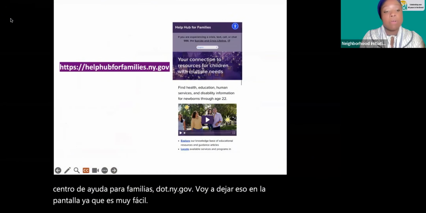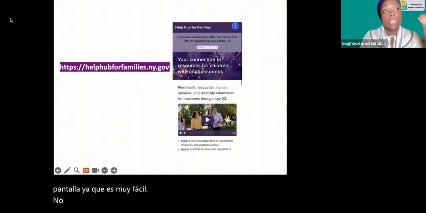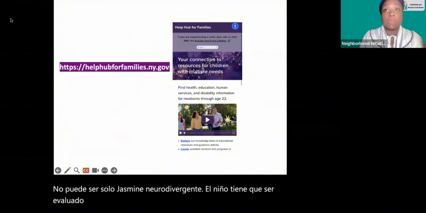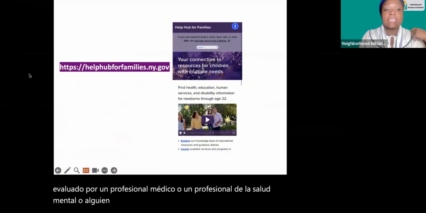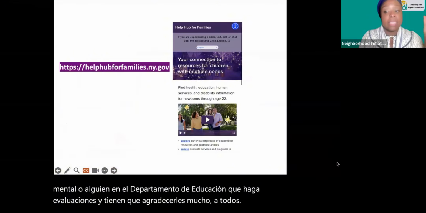It can't just be neurodivergent, Jasmine. The child has to be evaluated by a medical professional or a mental health professional or someone at the Department of Education who does evaluations, and they have to have a particular diagnosis, not just neurodivergent.